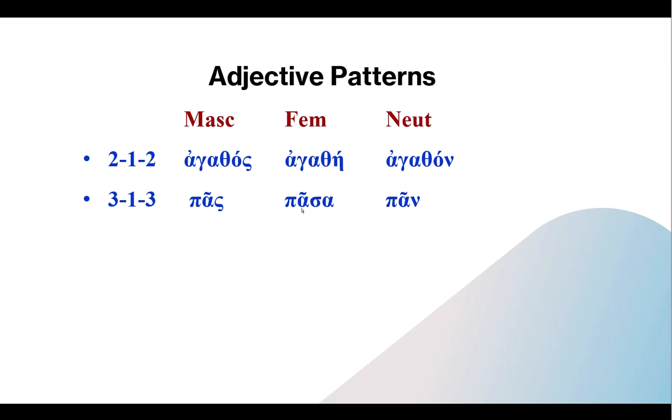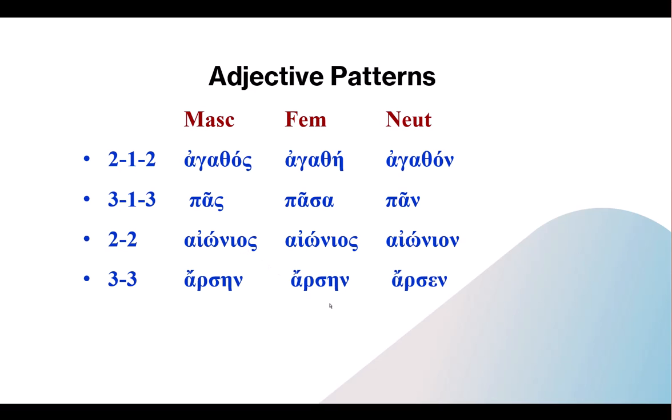And that happens for the adjective pas, meaning all or every. Another possible example is where you have second declension for all cases, where masculine and feminine are the same, and then the neuter is slightly different, but these are all second declension. And aionios is an example, eternal.